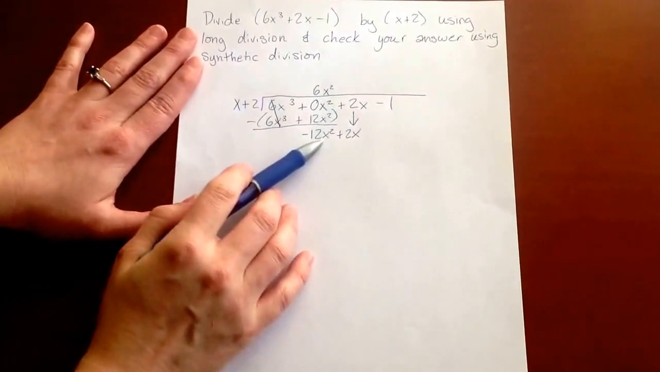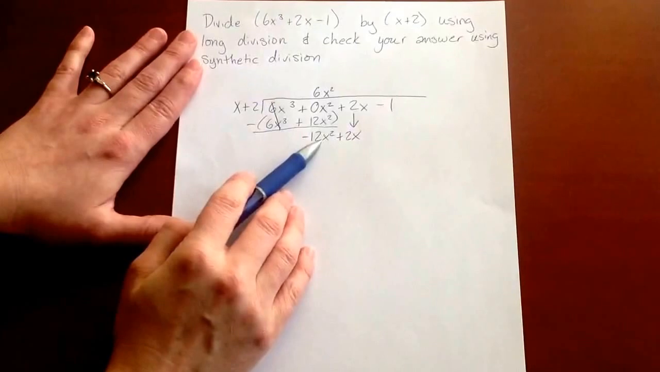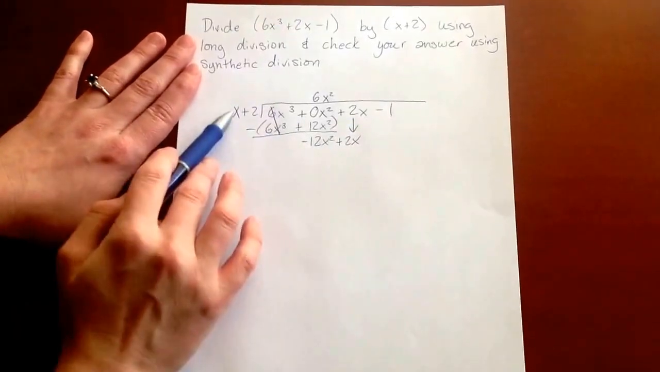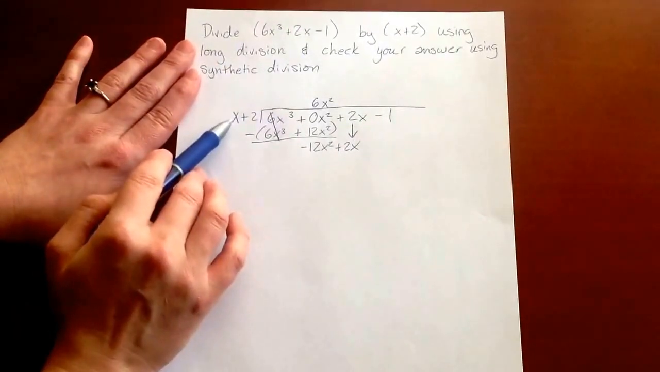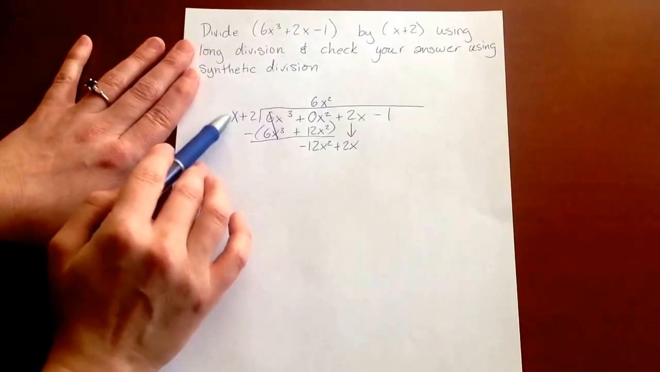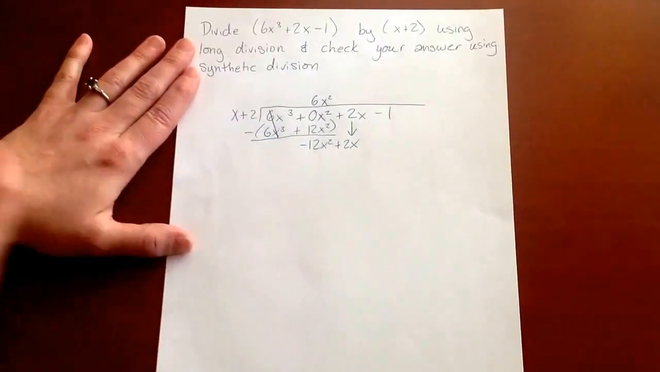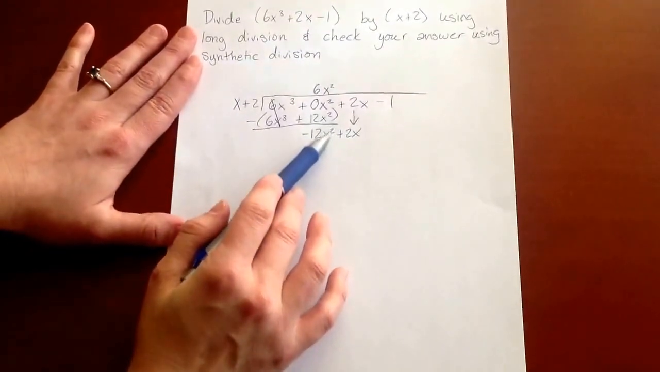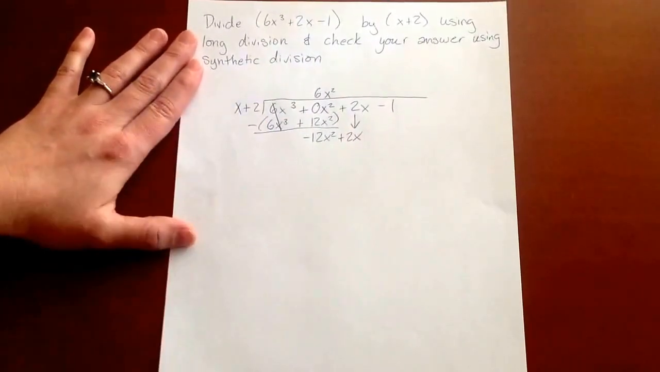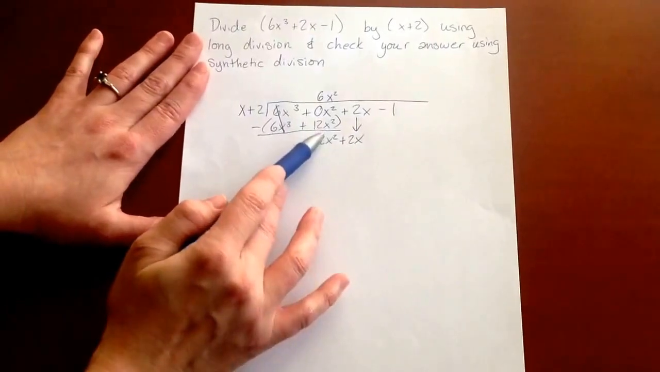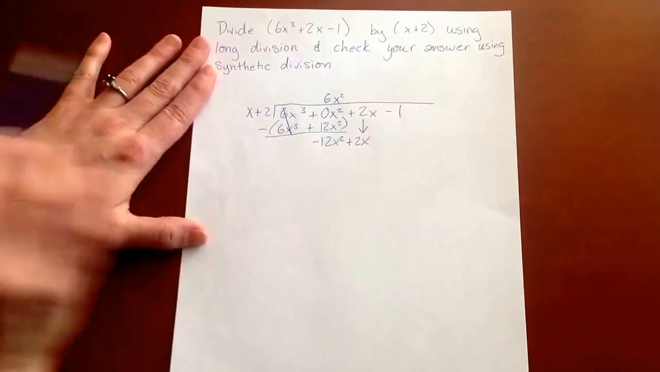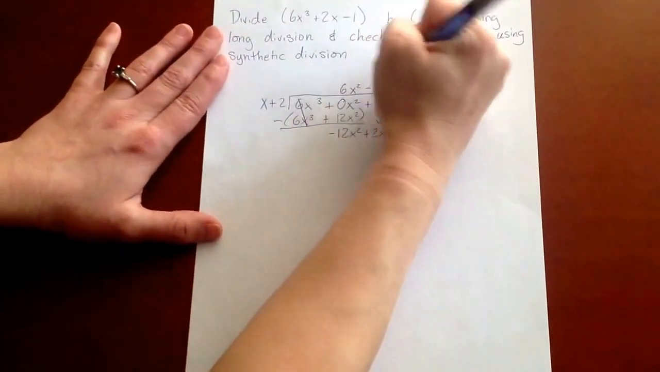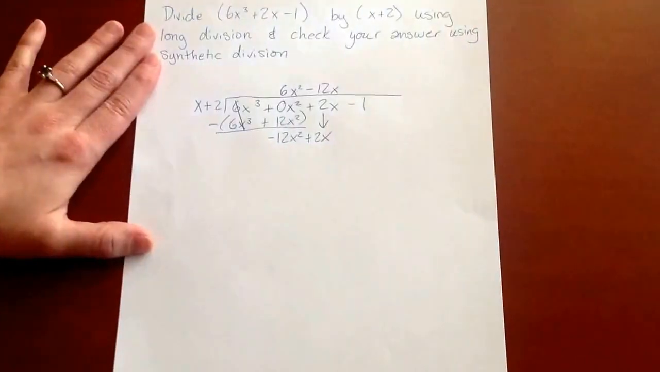We consider the ones with largest degree, which is our negative 12x squared and our x, and we think, how many times do I need to multiply x by to get negative 12x squared? Well, this has two x's in it because it's x squared, and this has 1, so I'm going to need one more of those. And our coefficient is negative 12. So this will be minus 12x.